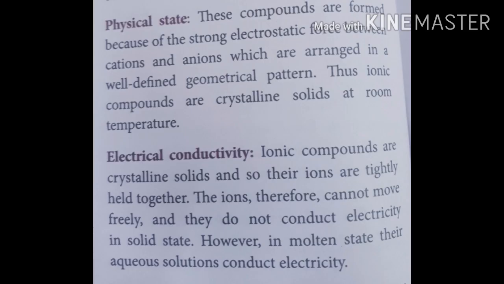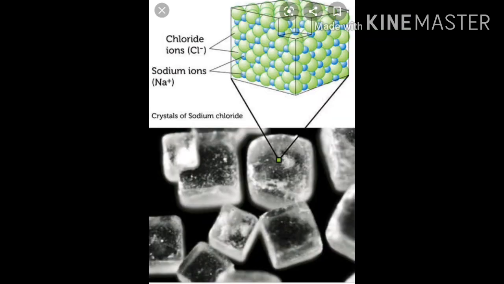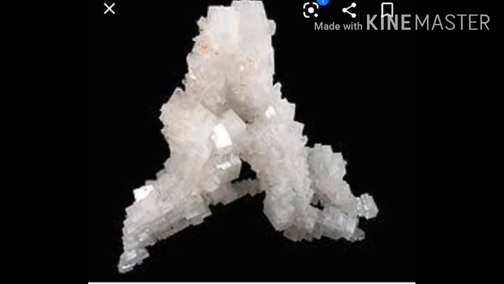So let us move on to the properties of an ionic bond. What is the physical state of ionic compounds? The compounds are formed because of a strong electrostatic force between the cation and anion, which are arranged in a well-defined geometrical pattern. So the ionic compounds are crystalline solids at room temperature. They have a strong electrostatic force of attraction between the cation and anion. Say for example sodium chloride, the table salt in your home. It's a crystalline white solid, and it is shiny, and it has a well-defined geometrical pattern inside it. So these compounds are crystalline solids at room temperature.